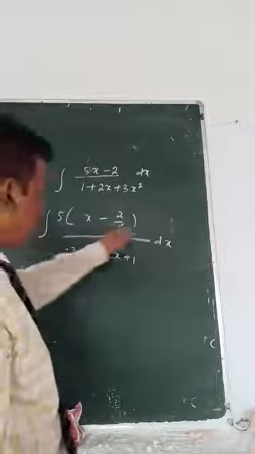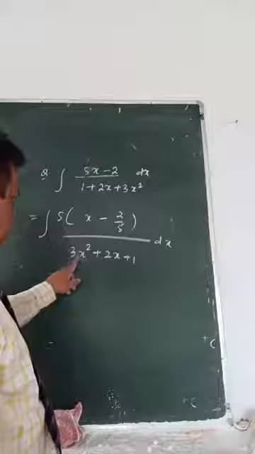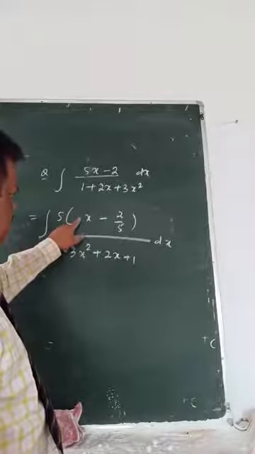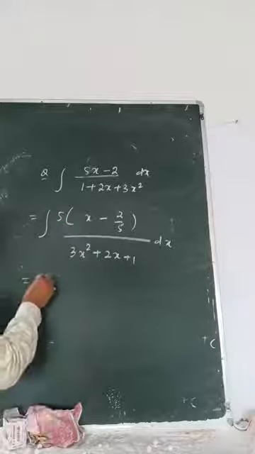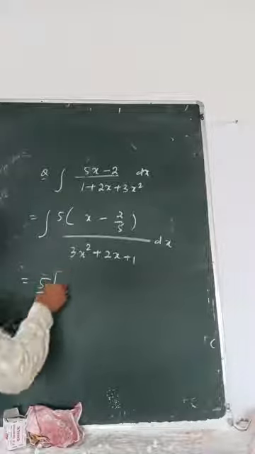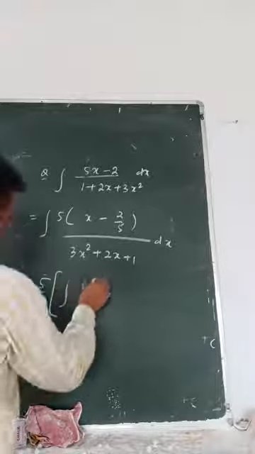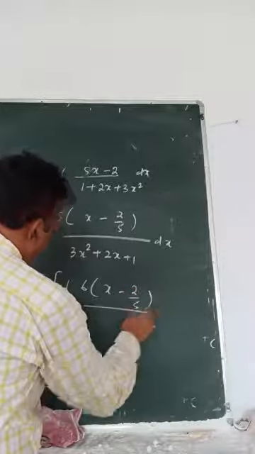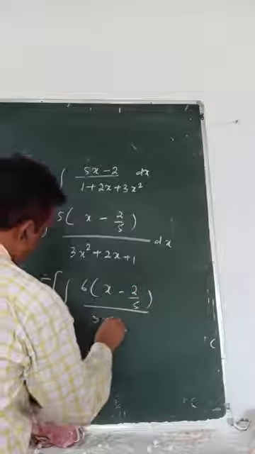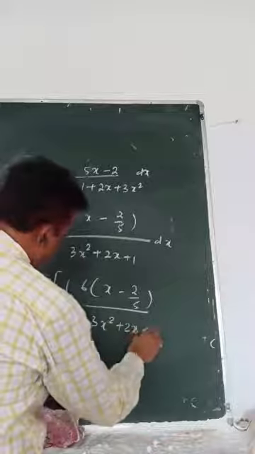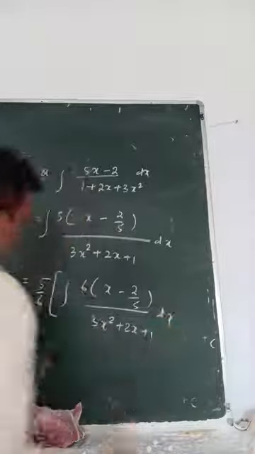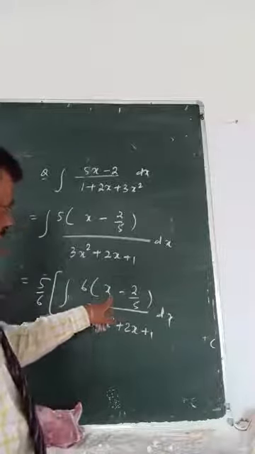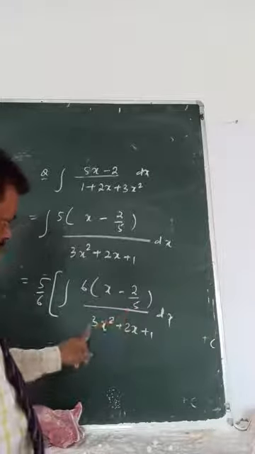But it's still not over. Why? Now you need 6x. So how to get 6x? Now I should multiply by 6 here. So can I write 5 by 6 times 6 into x minus 2 by 5, divided by 3x square plus 2x plus 1 dx? Now when you multiply by 6, it will be 6x, then 12 by 5. So 6x you got.